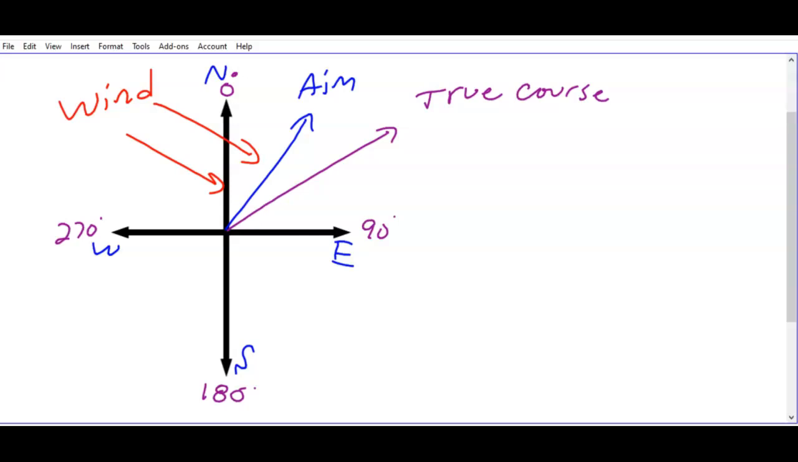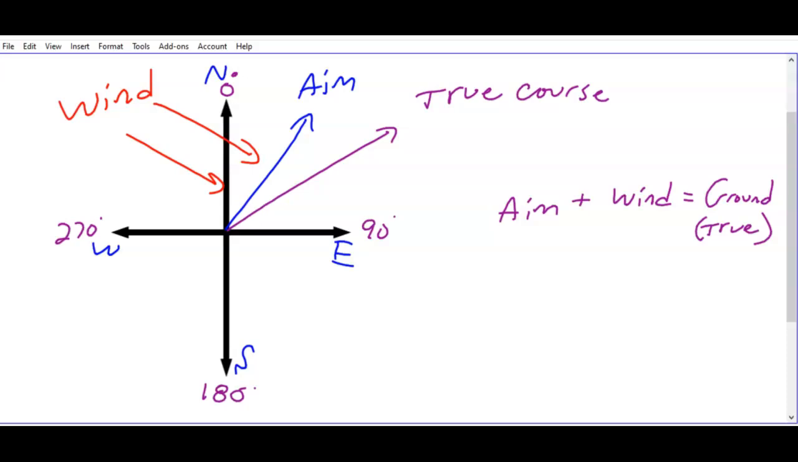In vector terminology, my pilot or my boat captain is going to aim. They have to take into consideration the wind, and that's going to be what the plane actually does. A lot of times you're going to see the word ground, like ground speed. That's what the plane is doing if I'm looking at it from the ground. Sometimes they use the word true course. That's another way to do it. If I take my vectors, I'm aiming, I add the wind in, that's going to get me where I'm going. Does that all make sense?